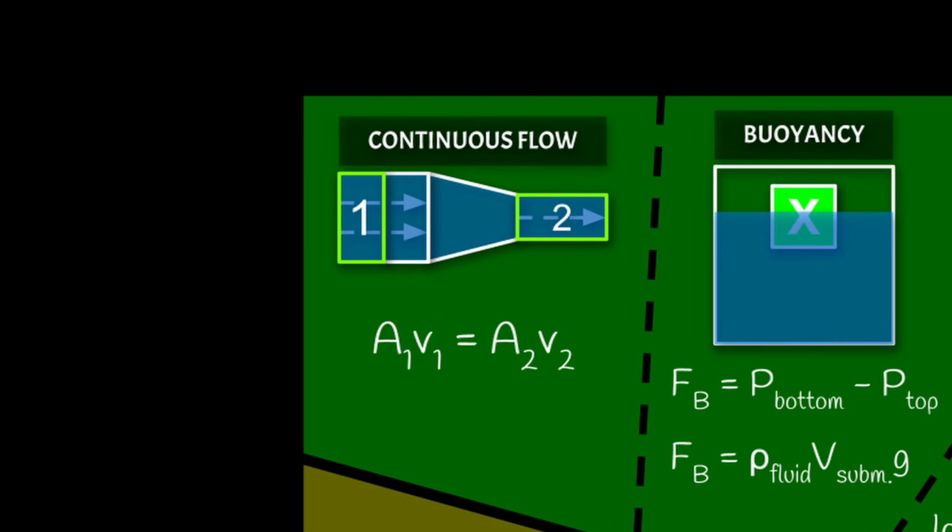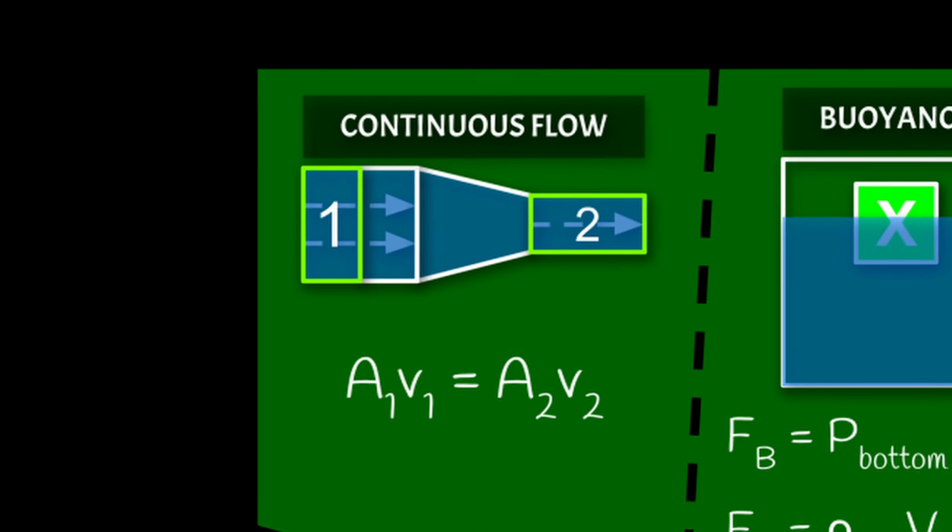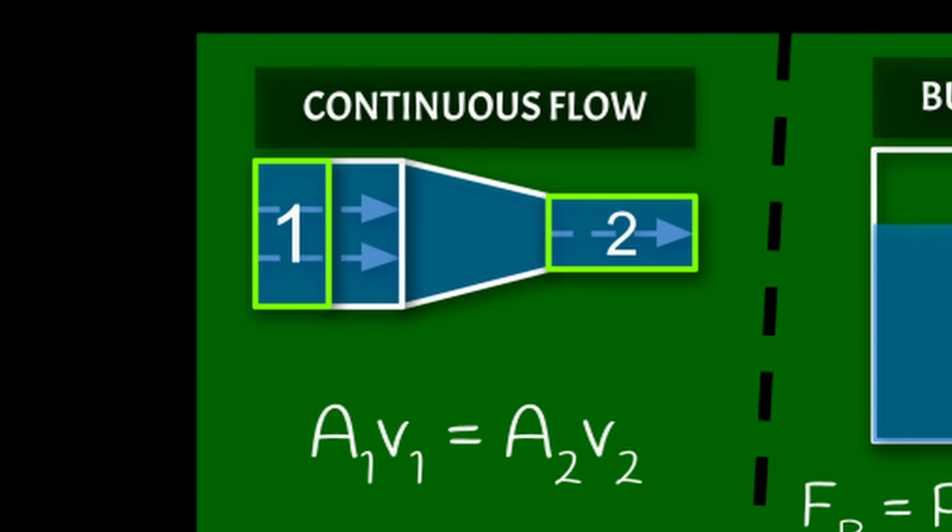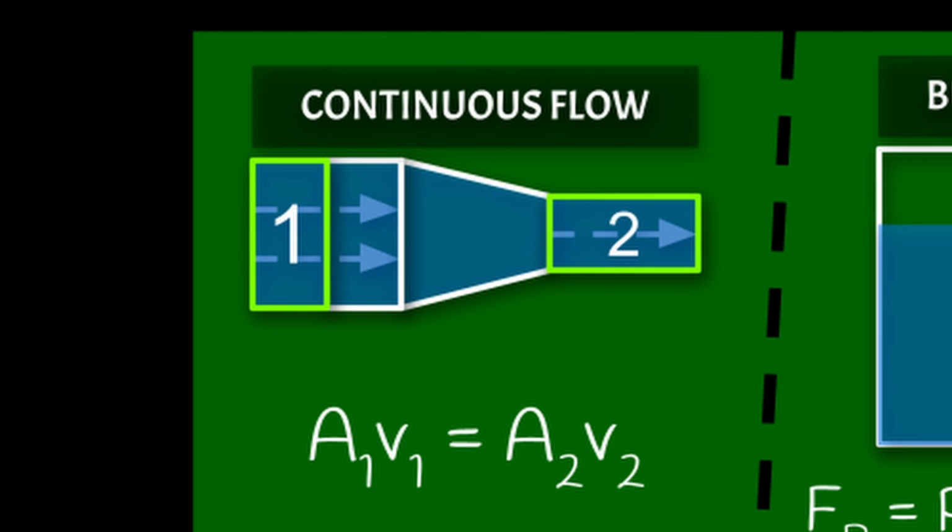In a continuous flow, the amount of fluid coming into this section of the problem is equal to the amount coming out. This flow rate can be rewritten as the cross-sectional area of whatever section of fluid times its velocity, but it's also equivalent to volume per unit time. This means that in narrower sections, your fluid will be moving faster.